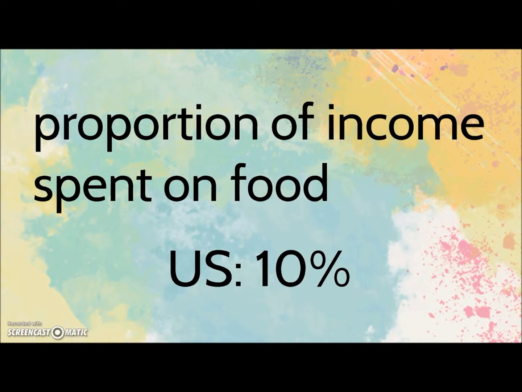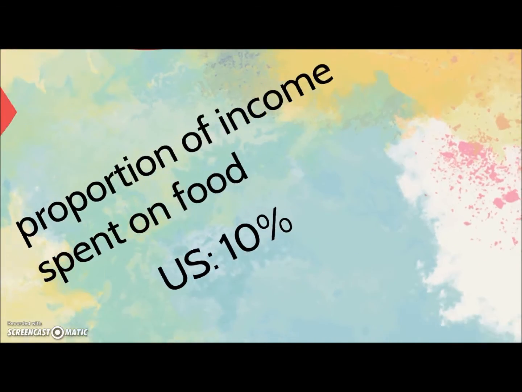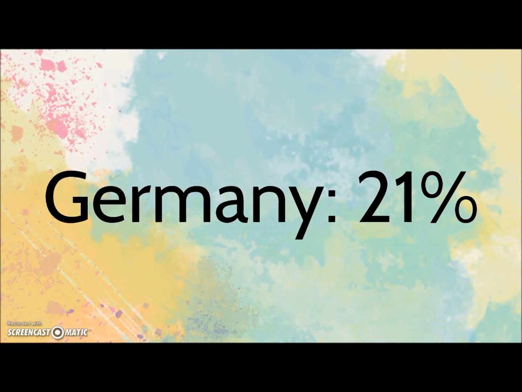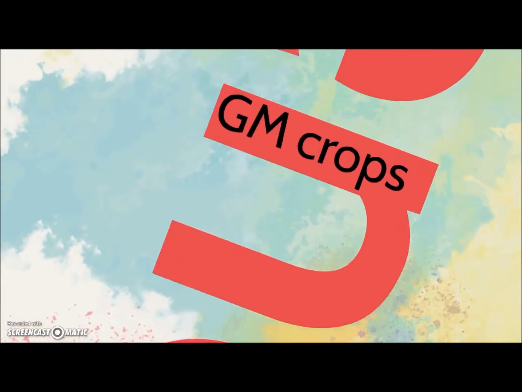A very interesting fact is that an American spends about 10% of their income on food. The same number in Germany is 21%, and of course poor countries have even worse statistics. But it's very interesting to see that American food prices are really low.